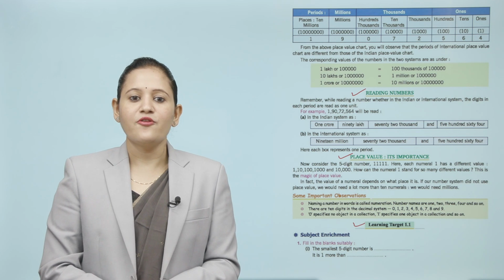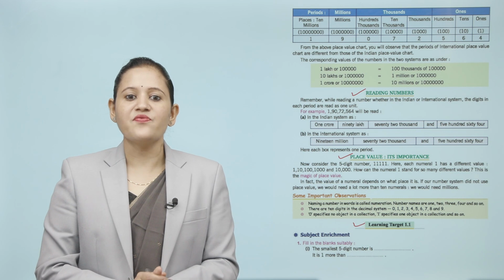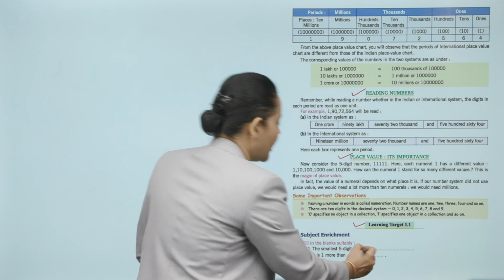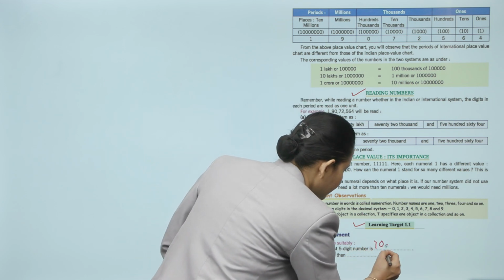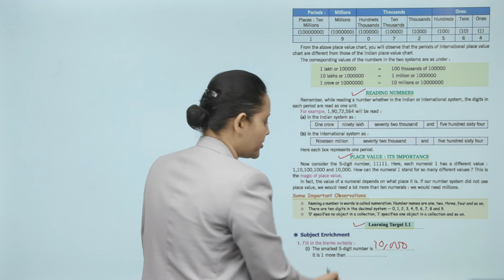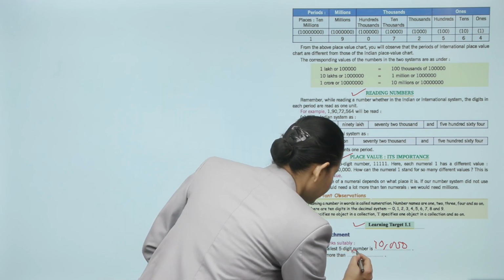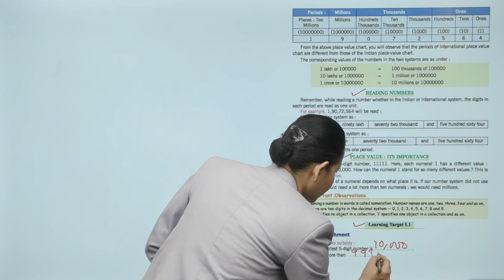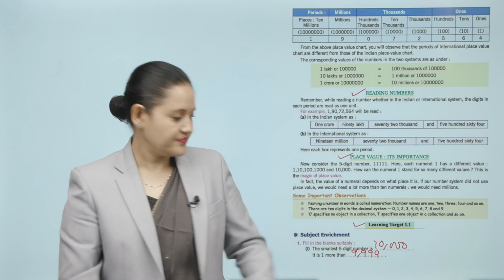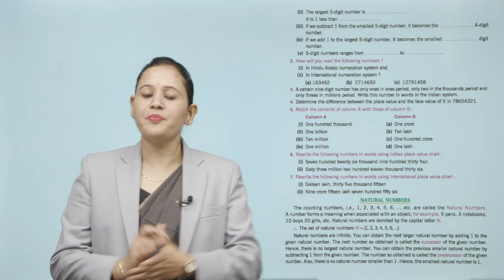Learning target 1.1. Subject enrichment. Fill in the blanks suitably. First, the smallest 5-digit number is. What is the smallest 5-digit number? That is 10,000. It is 1 more than. So किससे 1 ज़्यादा है? ये हो जाएगा 9,999. Clear?